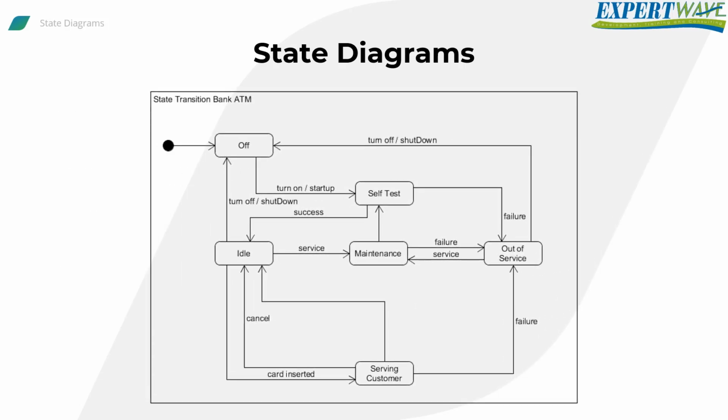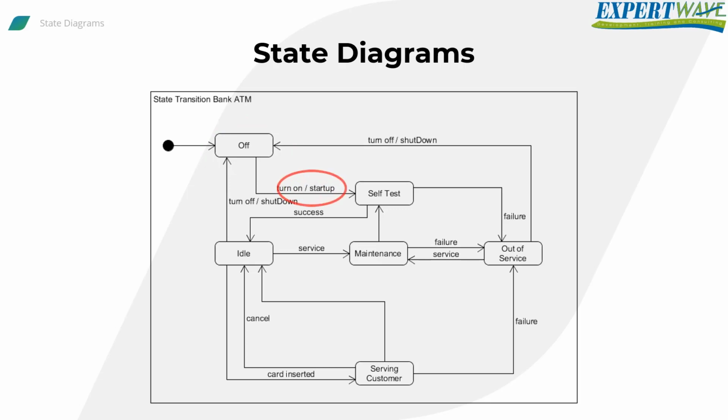Let's look at an example of a state transition diagram. I think it will be very easy to read this diagram. The diagram is titled State Machine Bank ATM. We start, as expected, from the black dot. The ATM is in the off state. While we are in that state, we can only turn on the ATM to leave the off state.